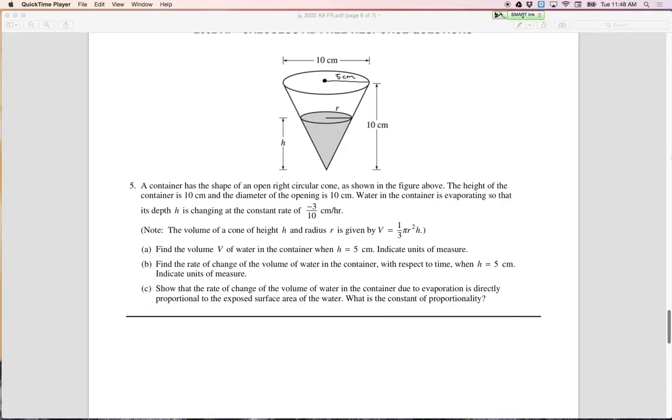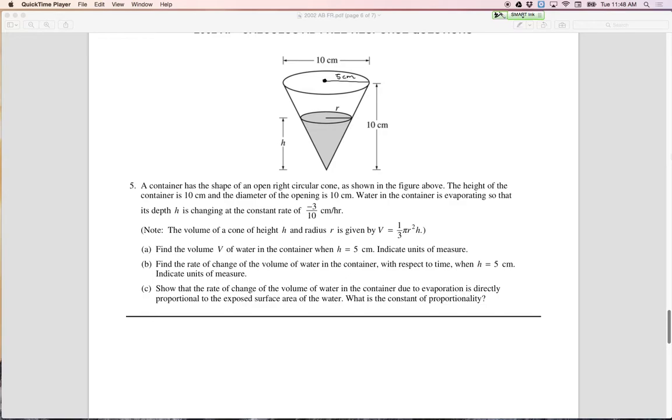Okay, so we've got this container. It's the shape of this open right circular cone, shown in the figure above. The height's 10 centimeters and the diameter is 10, which means the radius is 5. Water in the container is evaporating so that its depth h is changing at a constant rate.